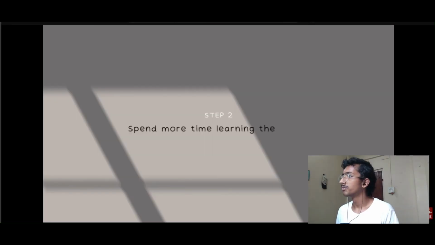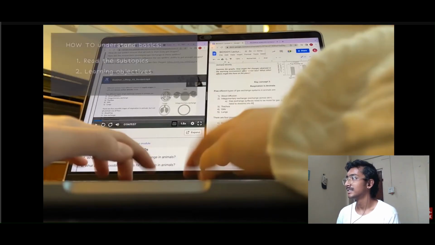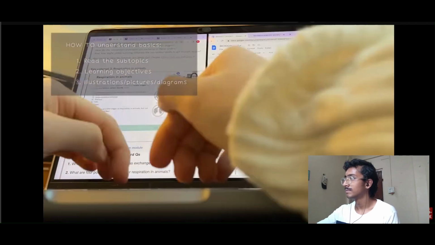Step 2 is to spend more time learning the basics. I know, everyone says that, but how do you do it and why? Understand basics by reading through the subtopics, learning objectives, and illustrations of the previous topic first. Let me summarize it in an even simpler way: get answers to your 2 questions, why and how. Trust me, that gives you the best way to go over your basics. When you ask these questions, why and how, you are forced to look out for answers that are much more in depth, but trust me, they'll go into the most basic ideas.